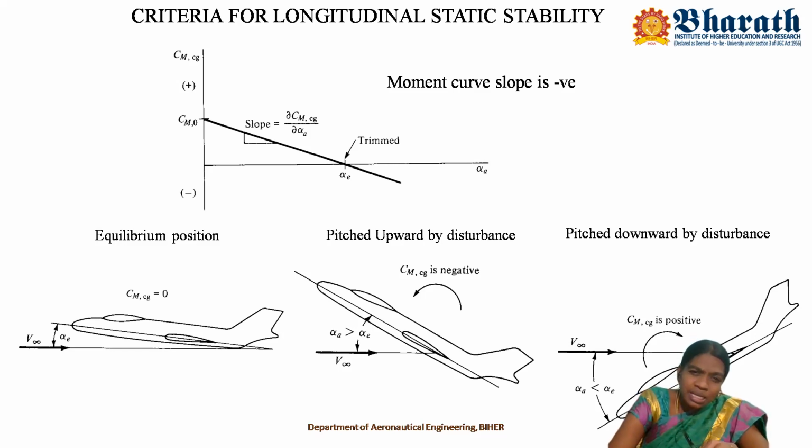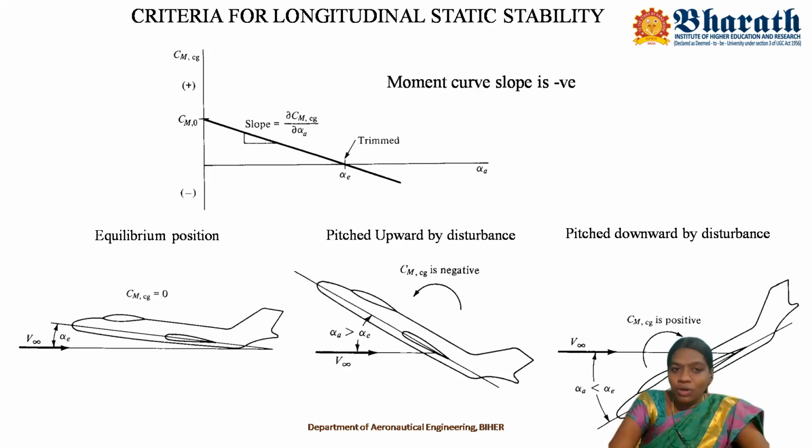And CM naught is in the positive. So CM naught is positive, actually it is in the positive y direction. And how about the slope? As the alpha A increases, the CMCG decreases. So the slope is negative.